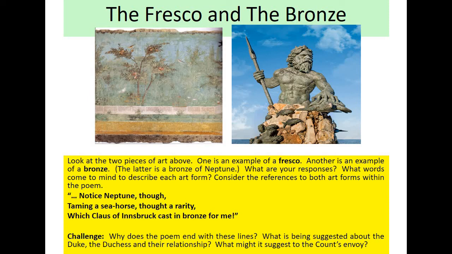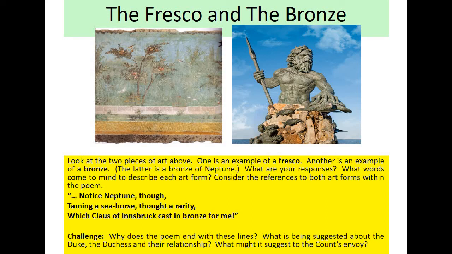Now, what's really key is that last reference, that bronze statue right at the end. So he says, "notice Neptune, though, taming a seahorse, thought a rarity, which Claus of Innsbruck cast in bronze for me." So again, we're naming the sculpture. Again, we've got that sense of name dropping and that idea that this is big kudos. Okay, Neptune, he's a god, powerful. Okay, god of the ocean. The ocean is an incredible, powerful source, and that's what he's in charge of.